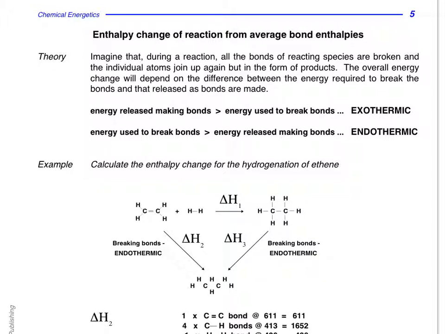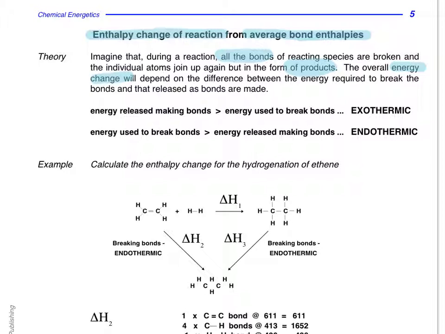Taking that first example, where we're going to calculate an enthalpy change of reaction, going from reactants to products for a certain chemical reaction using average bond enthalpies, you've got to think of it as all the bonds breaking and then the individual atoms joining up again to form the products. The overall enthalpy change will depend on the difference between the energy needed to break the bonds of your reactants and the energy released when you make the bonds in your products.